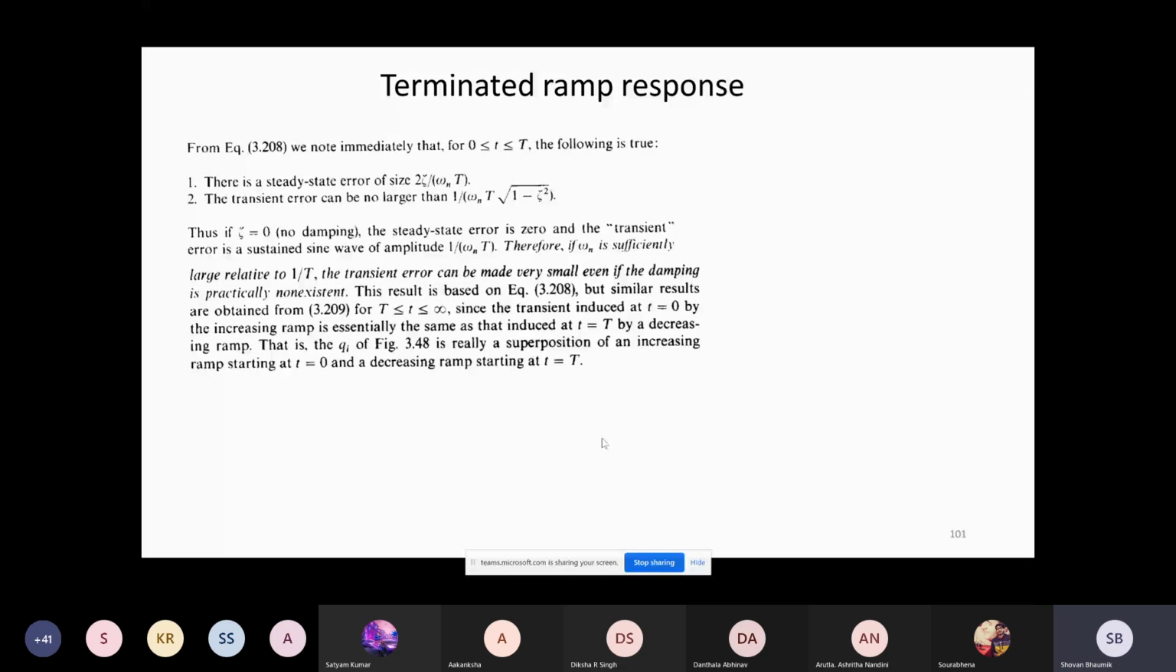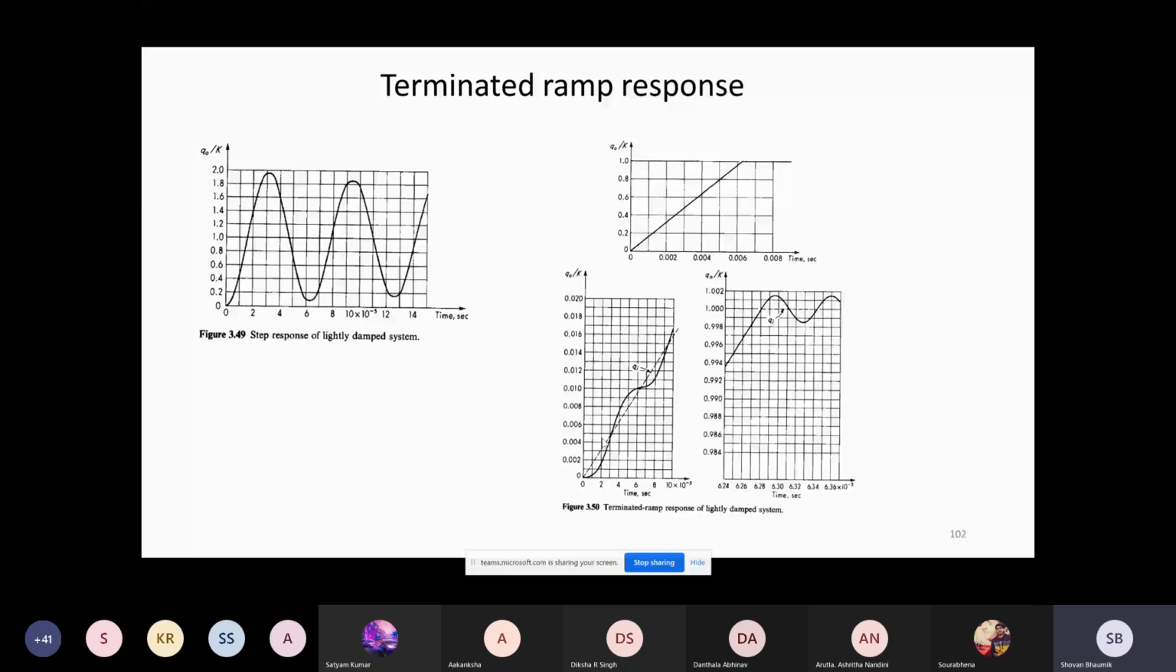If we see the left hand side figure, it is a step response for a very small zeta. If you give the step, the response goes high, and then the next peak is much smaller compared to this, because zeta is negligibly small. It will keep on going like that. So the step response is like that.